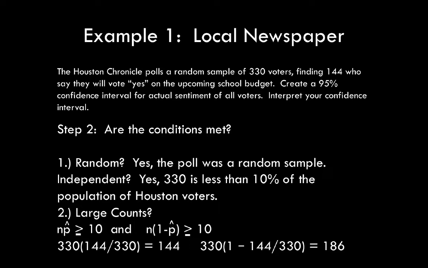The large counts condition is taking your sample size and multiplying it times p hat and checking if that's greater than or equal to 10, otherwise known as the number of successes. And n times 1 minus p hat is also greater than or equal to 10, the number of failures. That's pretty easy. We know we got 144. That's n times p. That's greater than or equal to 10. And same thing with the other. We get 186. That is also greater than or equal to 10. So the large counts condition is met. Both conditions are met. We can proceed.